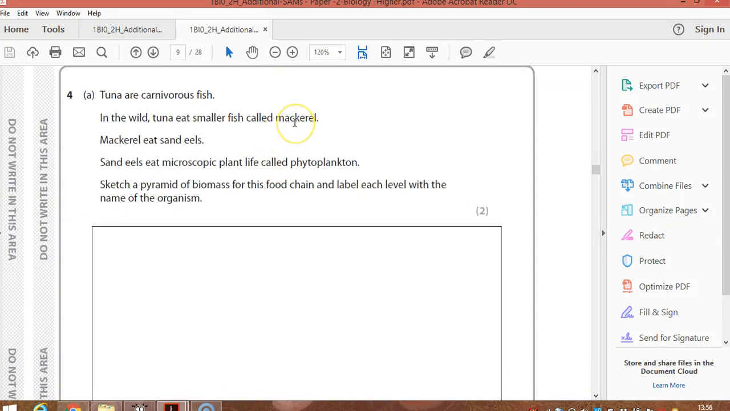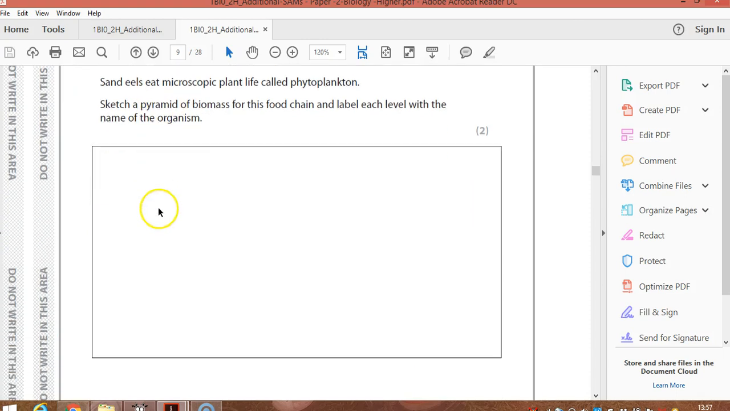Question 4. Tuna are carnivorous fish. In the wild, tuna eat smaller fish called mackerel. Mackerel eat sand eels. Sand eels eat microscopic plant life called phytoplankton. Sketch a pyramid of biomass for this food chain and label each level with the name of the organism.